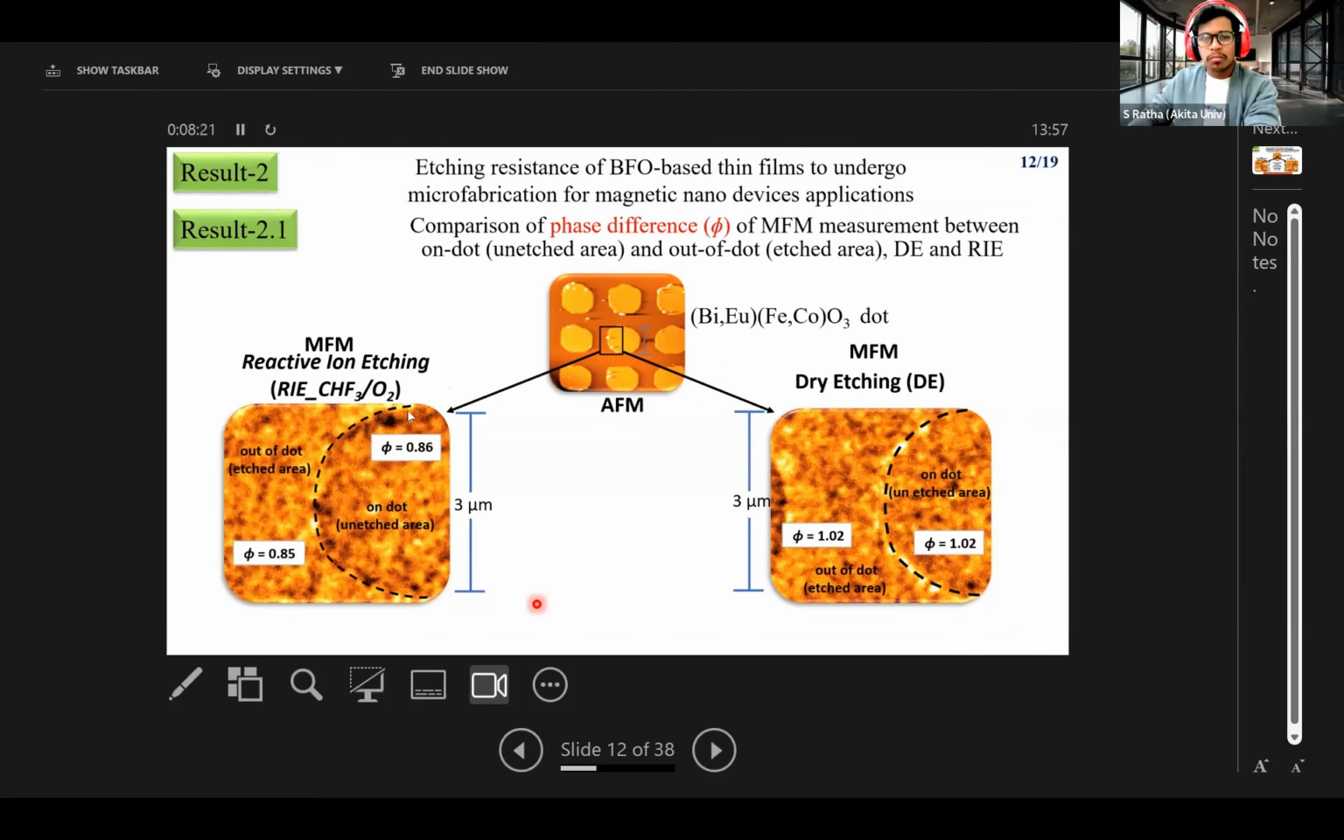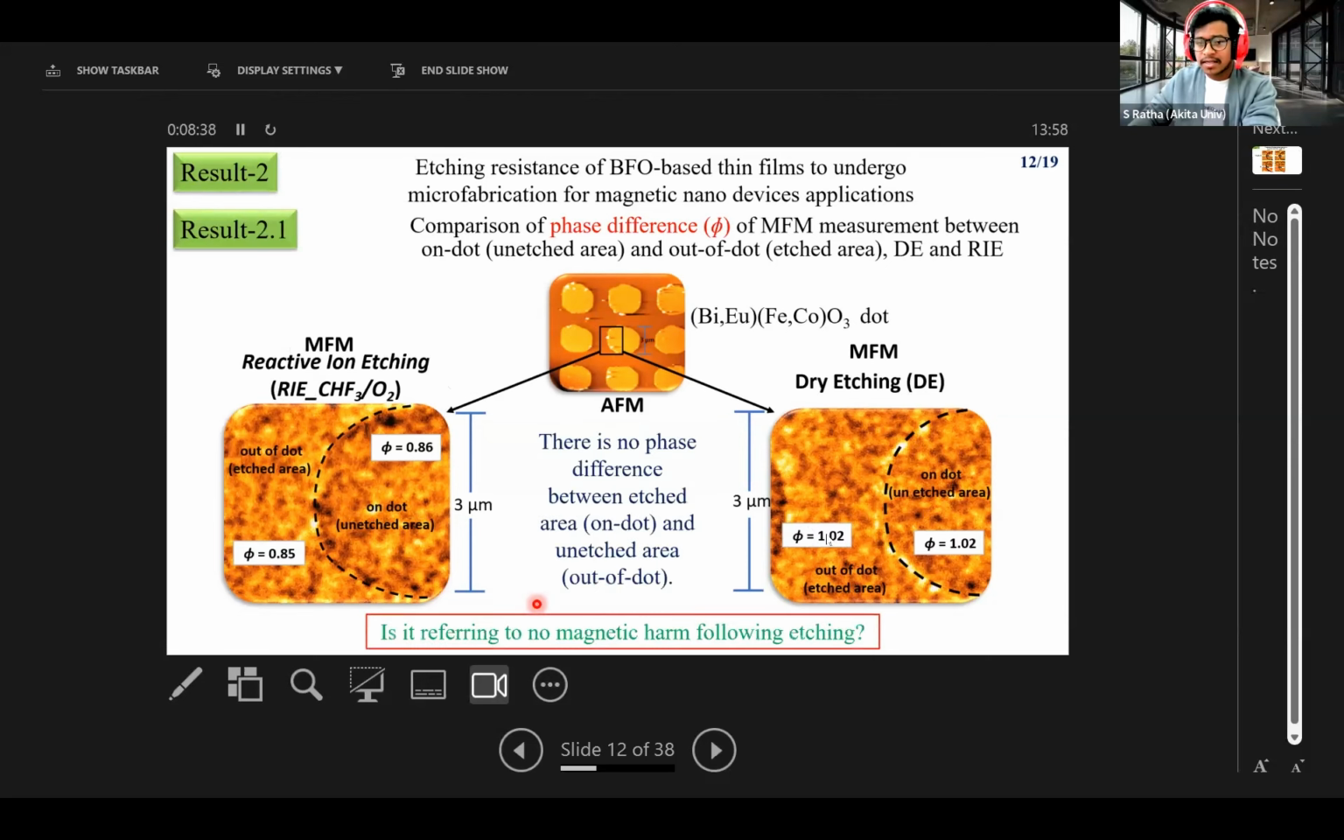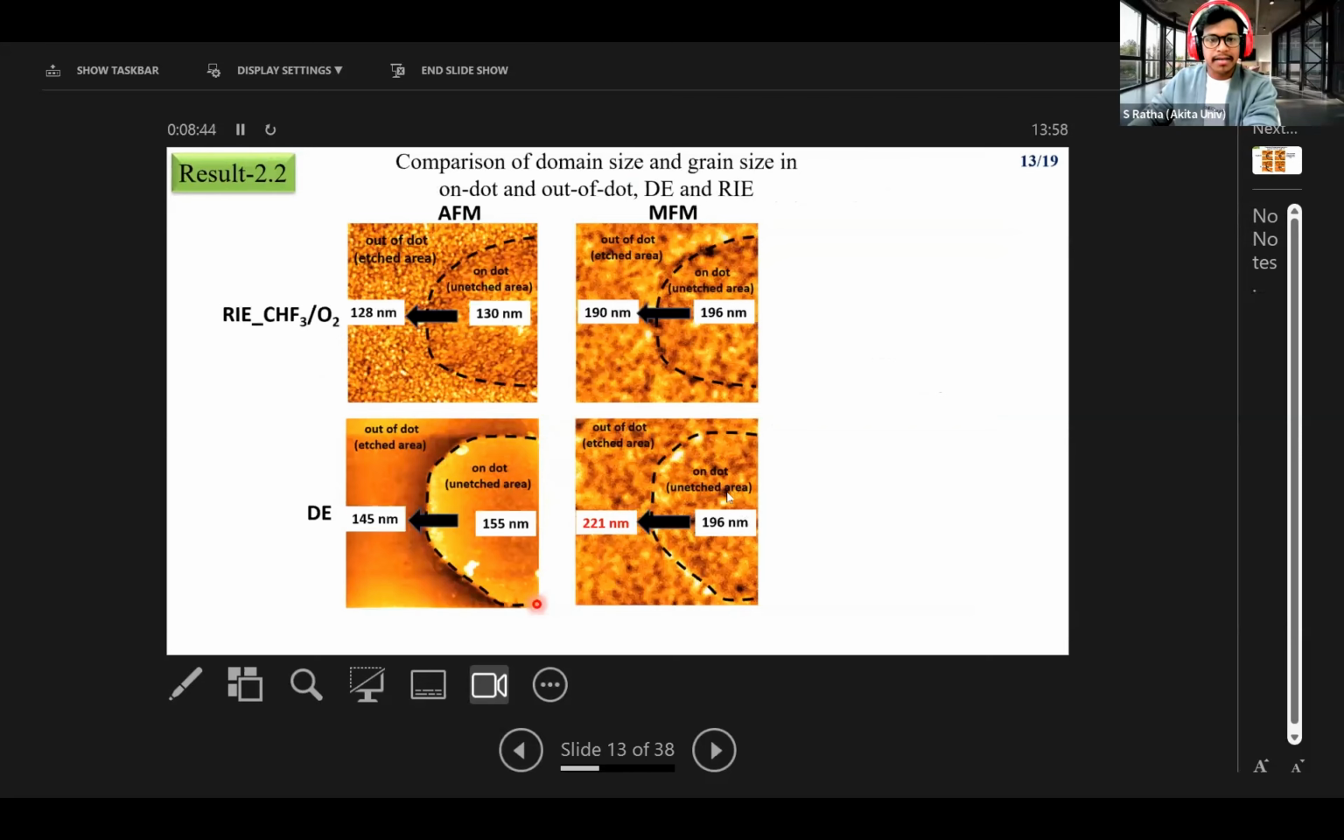So I chose two types of thin films. Then I fabricated one with reactive ion etching, this is the on-dot area, this is the out-of-dot area. In the case of dry etching also, I am comparing the on-dot area and out-of-dot area. This is the phase difference. Here I did not find any phase difference, but then I cannot say that there is no magnetic damage. So to confirm that, I carried out a few more characterizations.